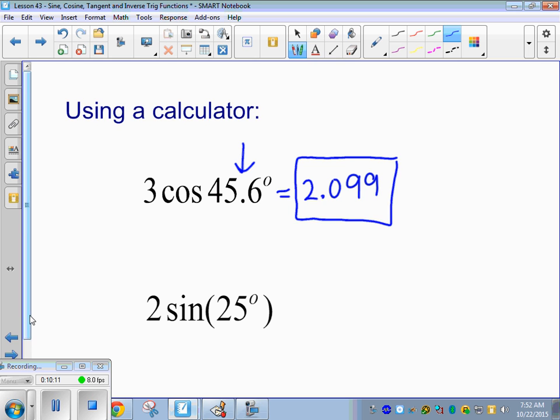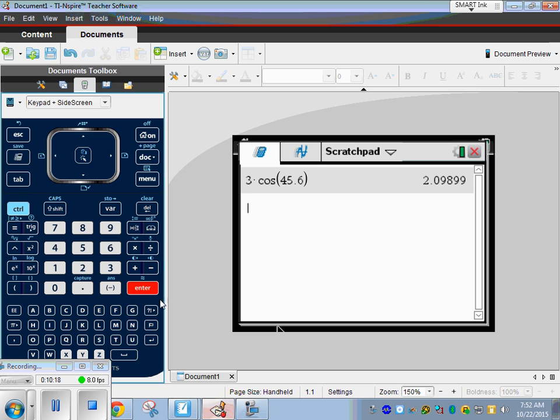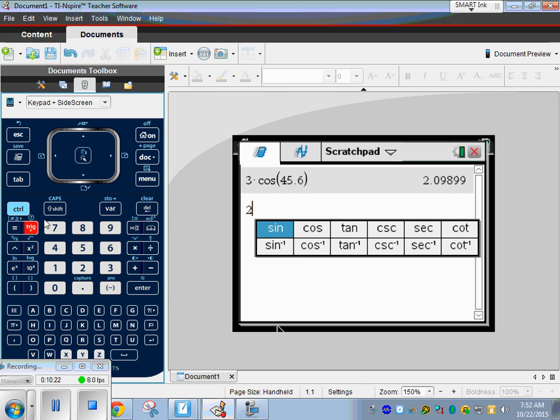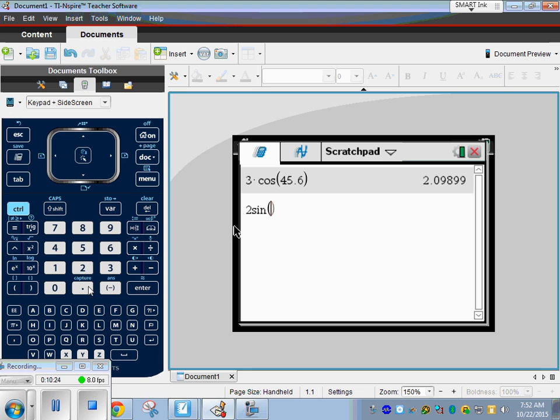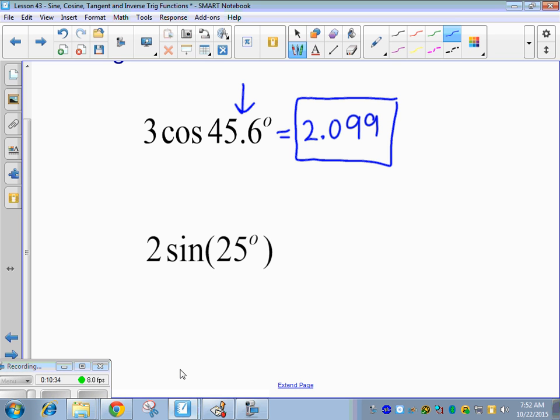All right. 2 sine 25. So we go back to our calculator and we plug it in. 2, go to your trig button right here, and then sine, and then 25. Enter. Okay, so 0.845. Round it to 3 decimal places. And that's easy enough, right?